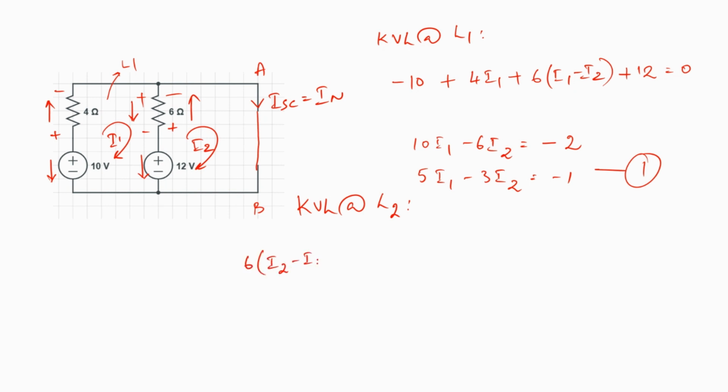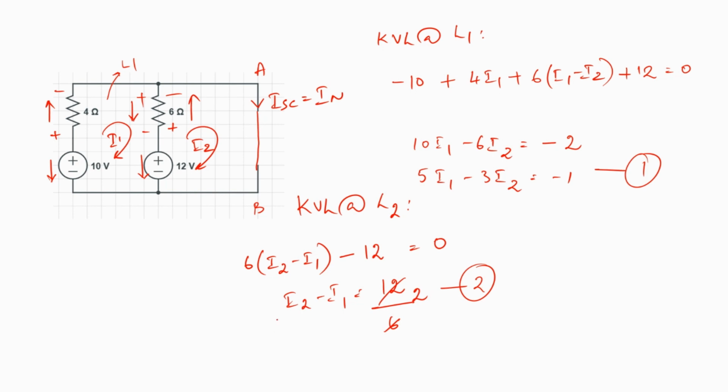6I2 minus I1, because right now we are analyzing the second loop. So we consider that the direction of I2 is the predominant one, and therefore I1 is opposing it. So I2's direction is positive, I1 is negative, followed by minus 12. This is equal to 0. So I2 minus I1 is equal to 12 by 6, which is 2. So now we've got the second equation over here.